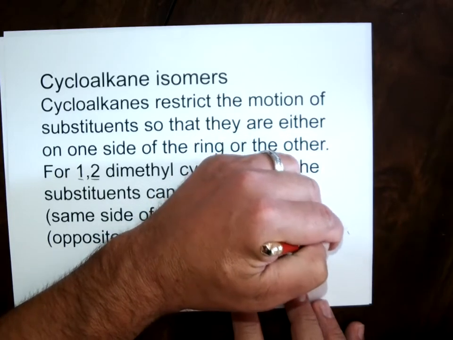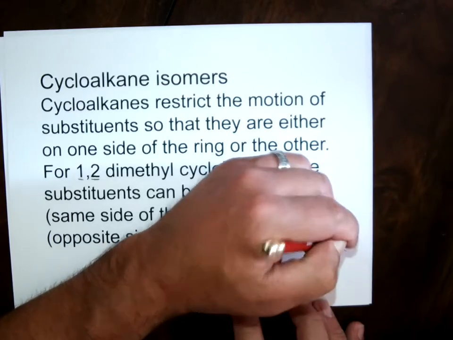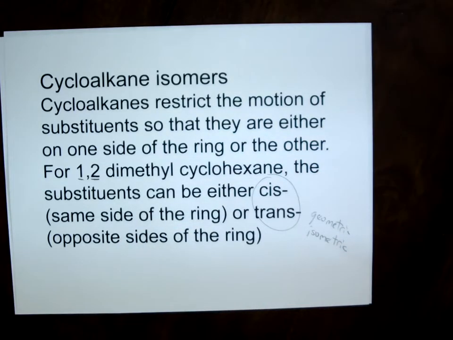Where things are connected in the same way, they're just facing in opposite directions. So you have a methyl on carbon number 1 and a methyl on carbon number 2, but one can be facing up, the other could be facing down. That's going to be sort of the geometry of which way things are facing. So that's something that's important.